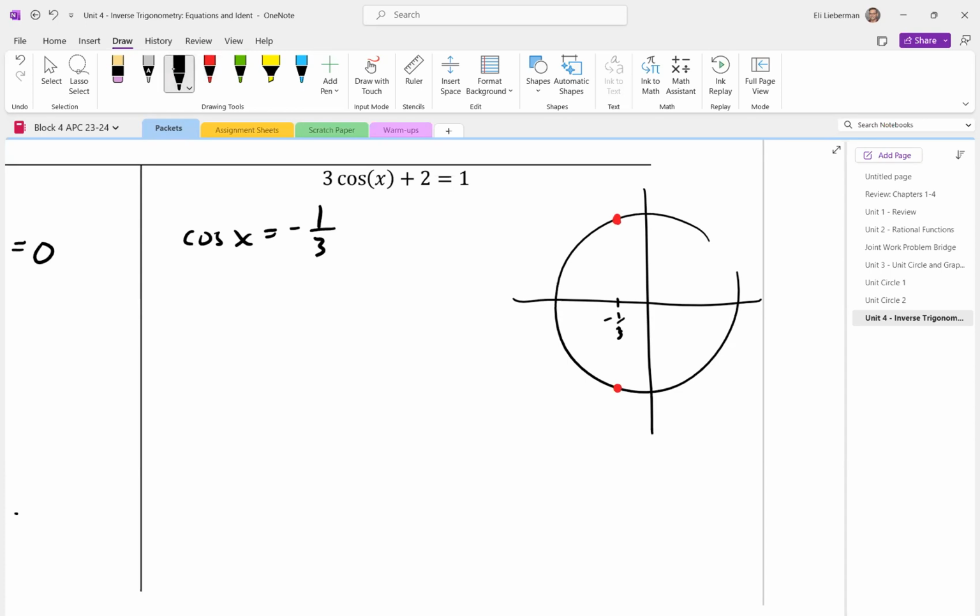So what I'd like you to do right now is to find those angles in degrees, rounded to the nearest tenth, which means you're going to have to use the calculator. You have to use a calculator because that negative 1/3 is not part of the standard rotation. So you do it.